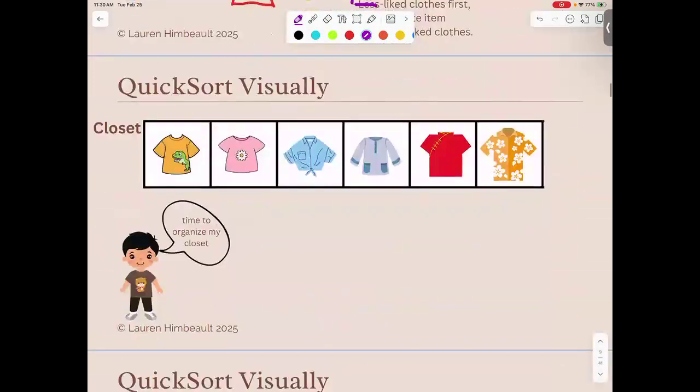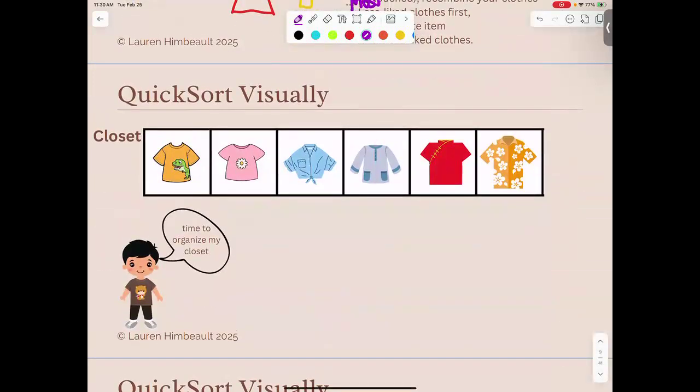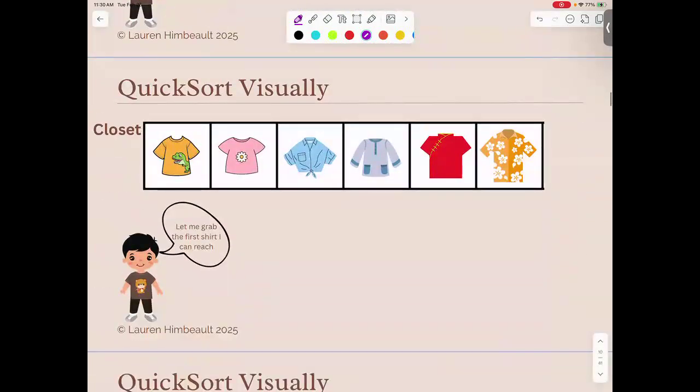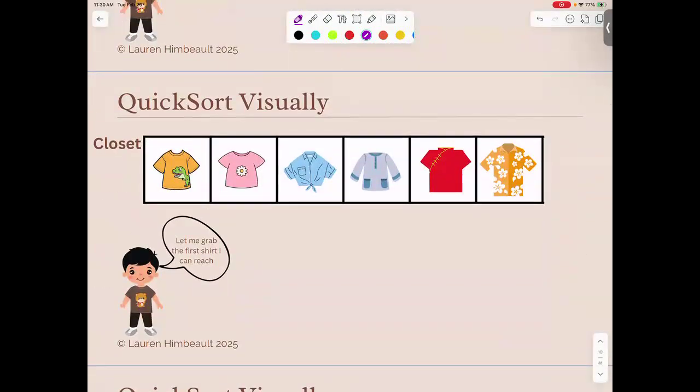Okay. So let's actually do this visually. So here is a cute kid, and they want to organize their closet. We can see all the items in their closet above their head, and they are ready to do this. I wish my children would sort their own closets. So the very first thing that the kid does, they say, let me grab my first shirt that I can reach. So they just grab this first shirt that they can reach, and this becomes their anchoring shirt.